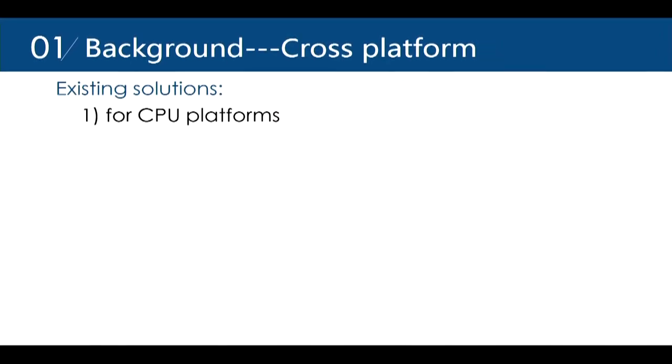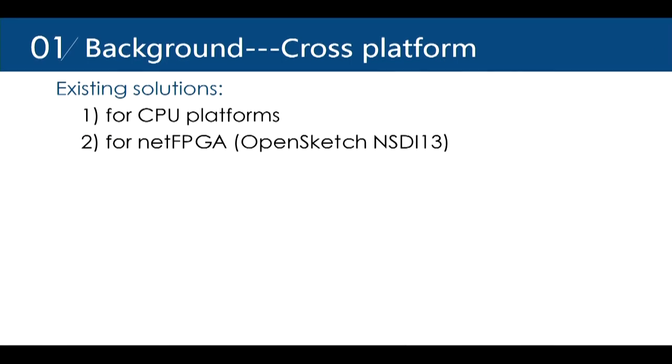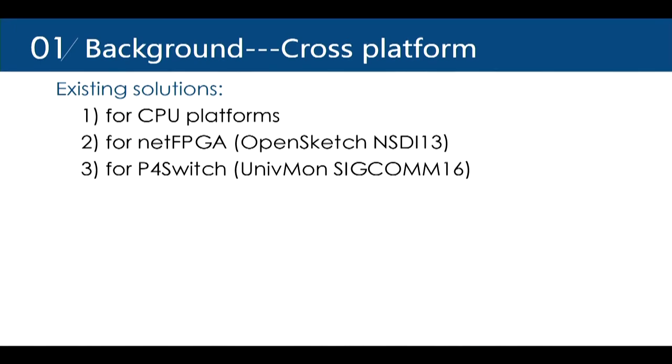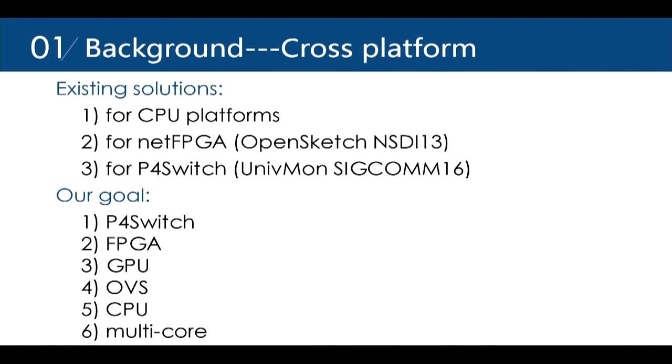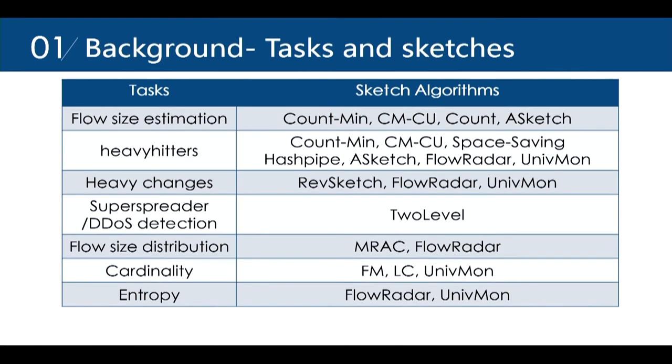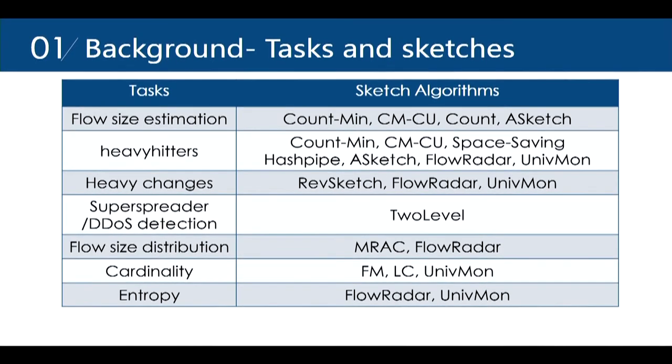Existing solutions are designed for specific platforms, such as CPU. OpenSketch is designed for NetFPGA. UnivMon is designed for P4 switch. Our goal is to enable our sketch to support the following six platforms: P4 switch, FPGA, GPU, OVS, CPU, and multi-core. And these are typical measurement tasks and the corresponding sketch algorithms.